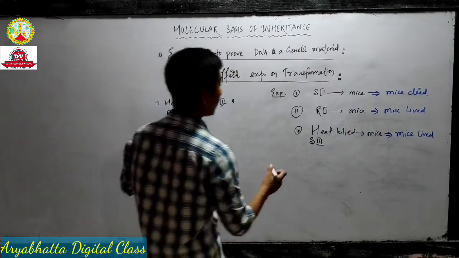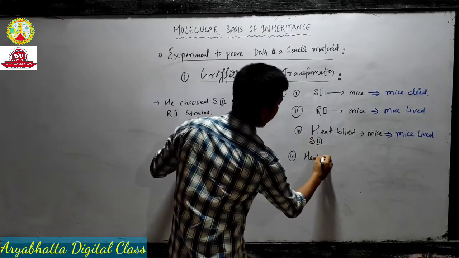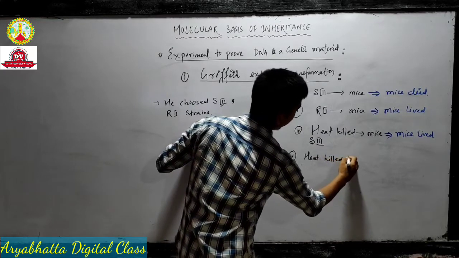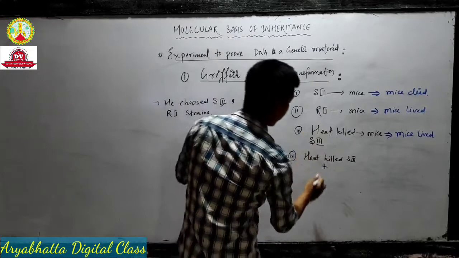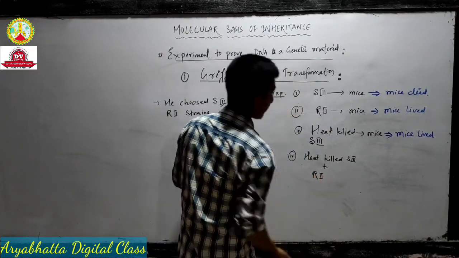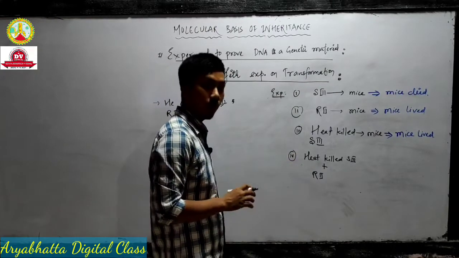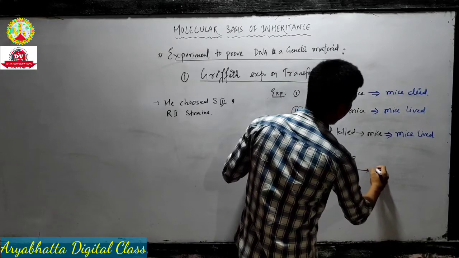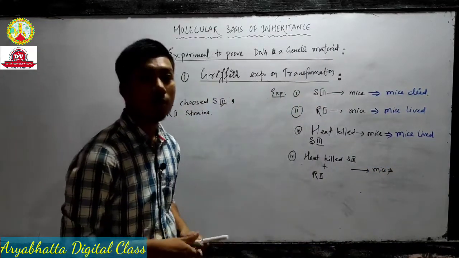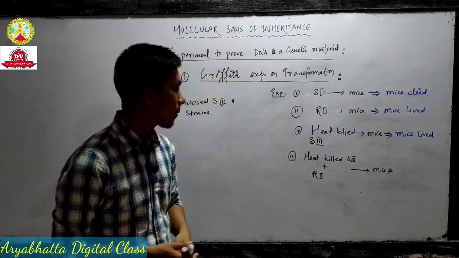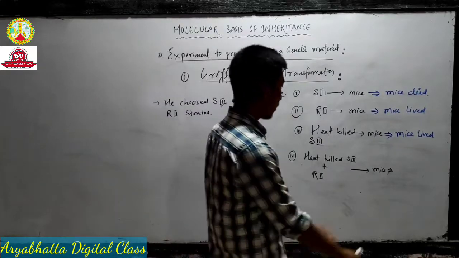Now next, what did he do? He combined two things: heat killed S3 strain plus R2 strain. He combined those two things, heat killed S3 strain and R2 strain, and injected them into the mice. Now what result can we observe from here? What should be the result we can observe here?